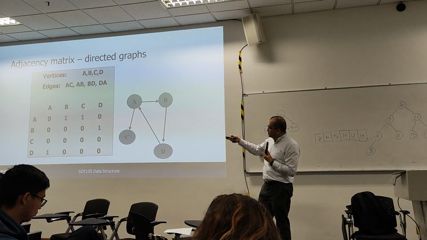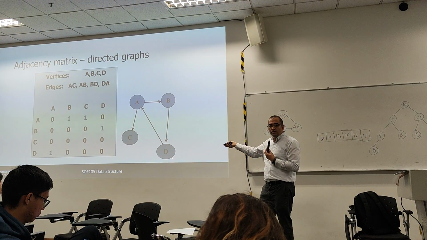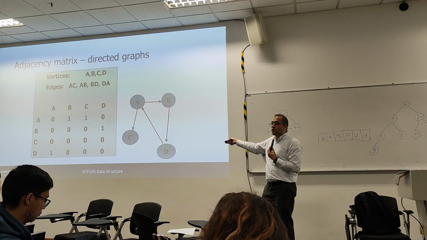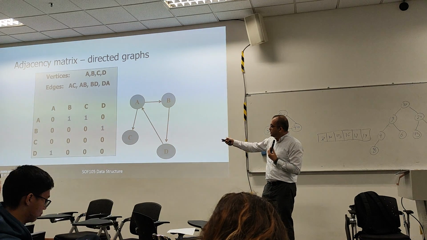A going to C? A going to C is 1. Is A going to D? No. Right? A to D is what? 0 or 1? 0. So A to D is 0.